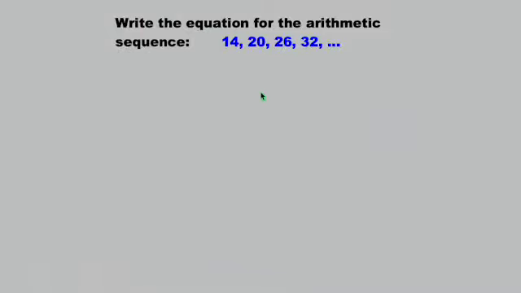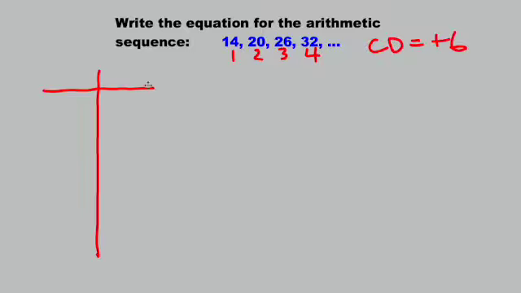Let's go ahead now and take a look at this arithmetic sequence, starting with the number 14, then 20, then 26, and 32. So this would be term 1, term 2, term 3, and term 4. And every single time here, we're adding 6. So our common difference is adding 6. I'm going to go ahead now and make a table over here. And you'll see why in a minute.